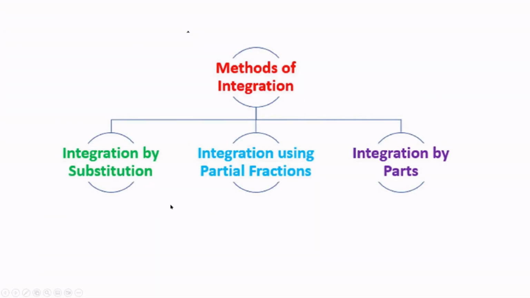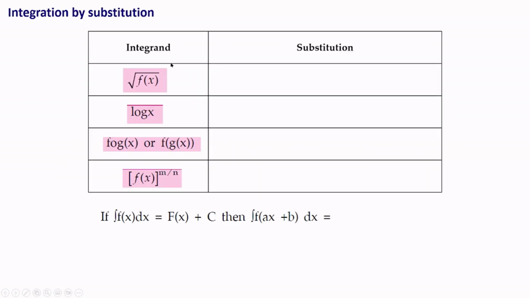Now moving on, next we have the various methods of integration. So we have different methods of integration. One is integration by substitution, the next one is integration using partial fractions, and the next one is integration by parts. Now we will see what are these one by one. So if the integrand is of the form root of f of x, then the substitution we have to make is, we can put either f of x equal to t or f of x is equal to t square.